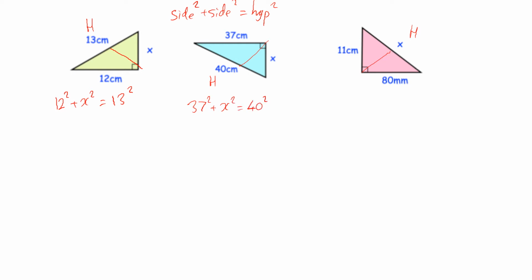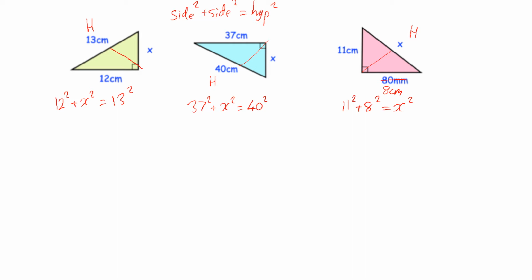For this next one, again, units. We've got centimeters, we've got millimeters. I think I'll change them both to centimeters this time because 8 feels quite easy to work with. Let's use 8. We'd have 11 squared plus 8 squared equals x squared. Again, side squared, hypotenuse squared.